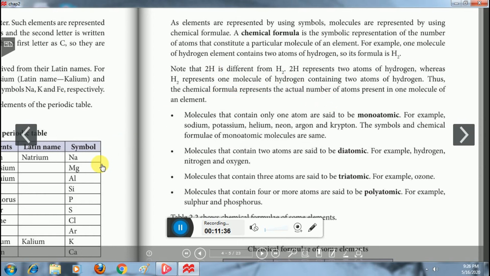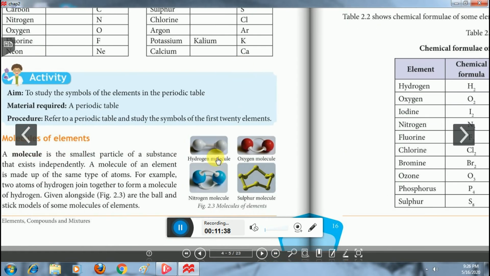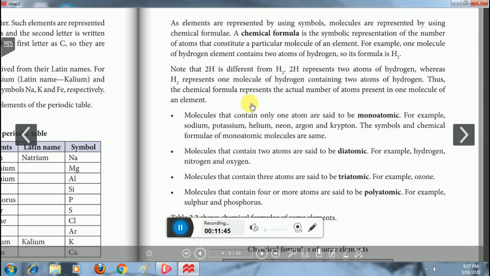So if two atoms of hydrogen form a chemical bond, this is the chemical bond as per your ball and stick models. If they combine with a chemical bond, then it will form H2. That 2 is subscripted, and this is the representation of one molecule of hydrogen, while 2H is the representation of two atoms of hydrogen.